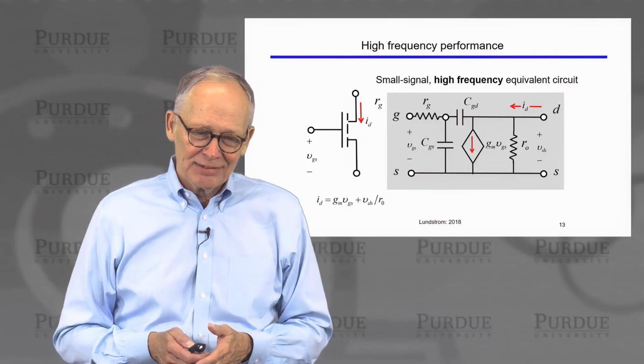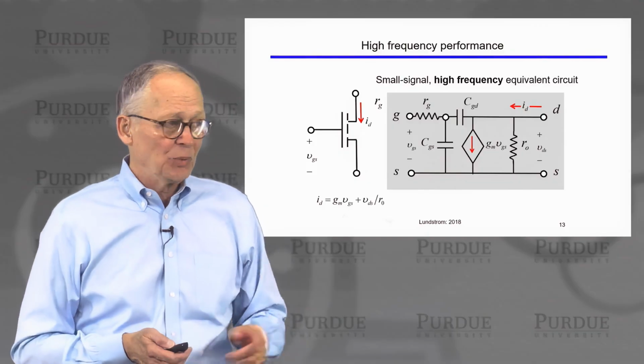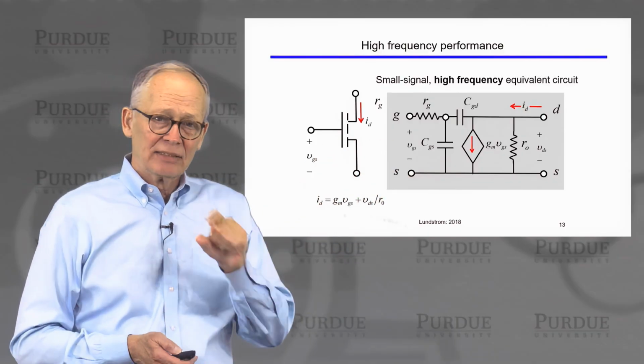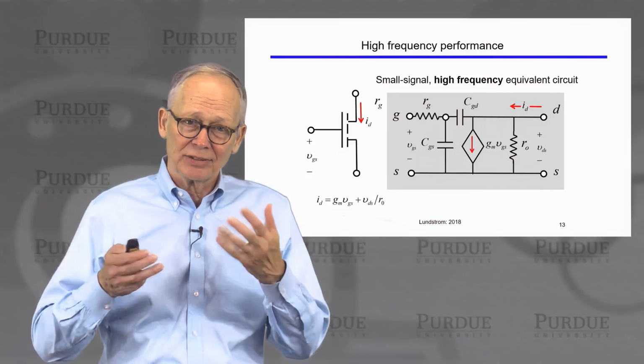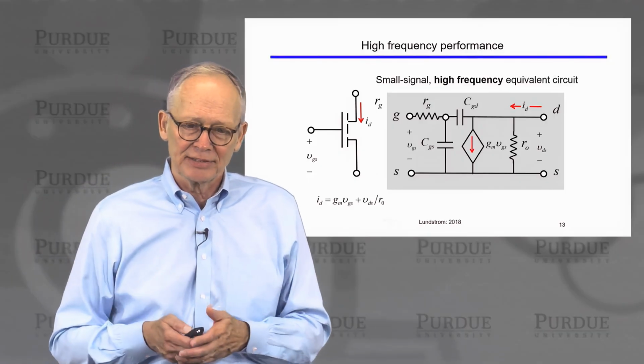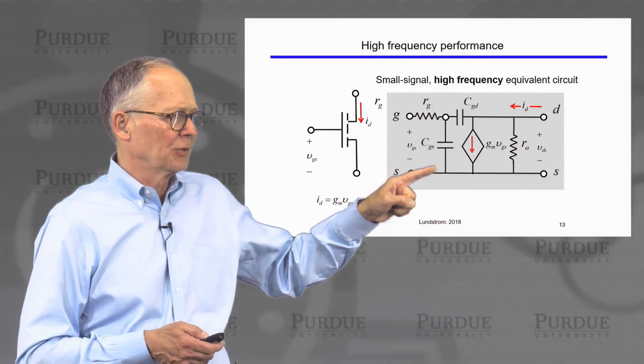Now, in a real transistor, there are also capacitors present. We know that between the gate and the silicon channel, there's an oxide layer and there's a capacitor that's there. That's really intrinsic to the function of the transistor. So there is a capacitor between the gate and the source.